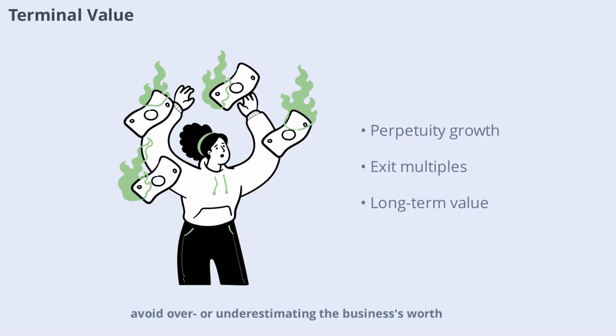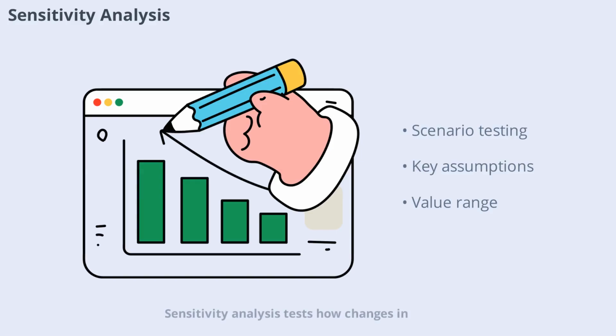Sensitivity analysis tests how changes in key assumptions affect the valuation outcome. By adjusting variables like growth rates or discount rates, analysts can see how sensitive the value is to different scenarios. This helps identify the most critical factors and provides a range of possible values.